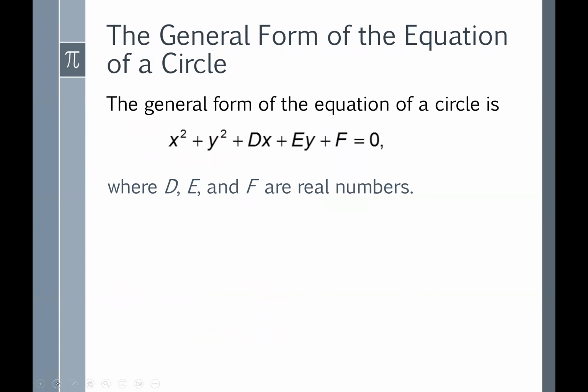All right, last but not least, the general form of the equation of a circle, and this is typical for us for any general form of an equation. General form means that we have the algebraic expression on the left-hand side of our equation, and we have 0 on the right-hand side. So this is the typical general form of the equation of a circle, and I know it's a circle because I have an x squared and a y squared there.